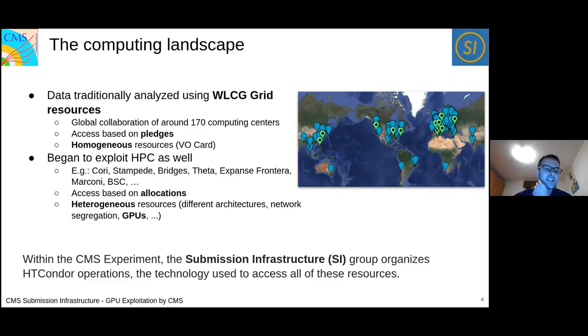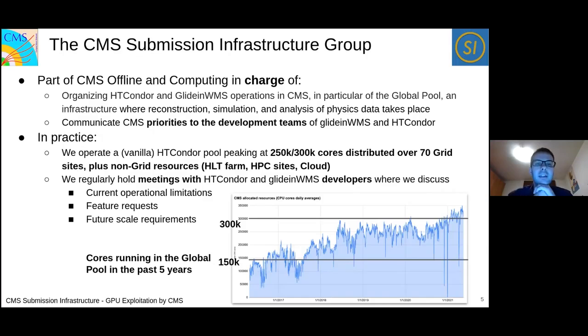And within the CMS experiment, the Submission Infrastructure group organizes the HTCondor operations, which is the technology CMS uses to access all of these resources. And in particular, we organize an HTCondor and GlideinWMS operation. GlideinWMS is the tool used to acquire the resources through a pilot model. And in particular, the bulk of the resources is concentrated in what we call the global pool, which is the infrastructure where the reconstruction, simulation, and analysis of physics data take place.